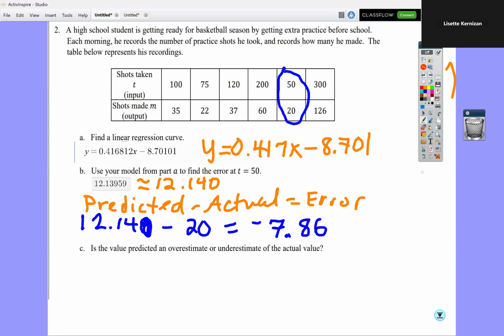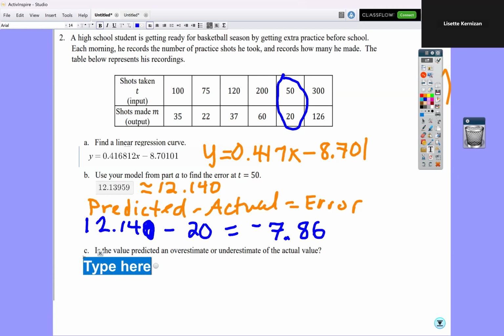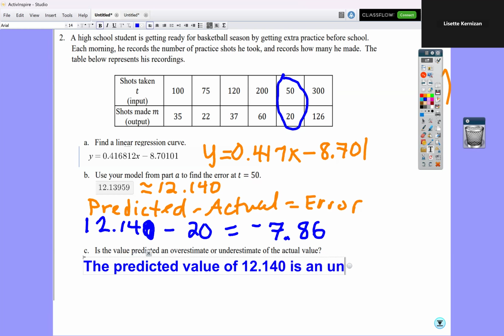is the value predicted an overestimate or an underestimate? So the actual value was 20. We ended up with 12. So this is an underestimate, right? So I'm going to type that in here. The predicted value of 12.140 is an underestimate of the actual value of 20.